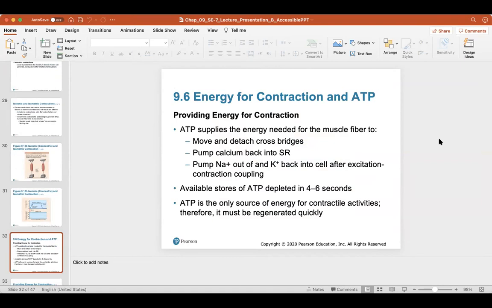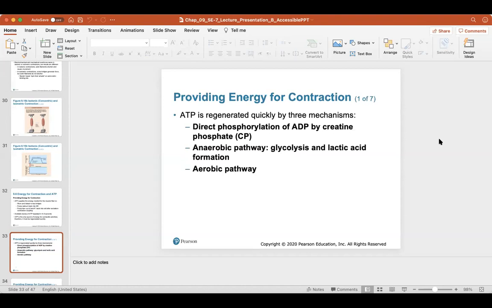The energy for contraction is ATP. ATP supplies the energy needed for your muscle fibers to move and detach the cross bridges between actin and myosin, to pump calcium back into the sarcoplasmic reticulum after the contraction has completed, and to also pump sodium out and potassium back into the cell to reestablish that resting membrane potential. The available stores of ATP are depleted in 4 to 6 seconds, and ATP is the only source of energy for contractile activities. Therefore, it always must be regenerated quickly.